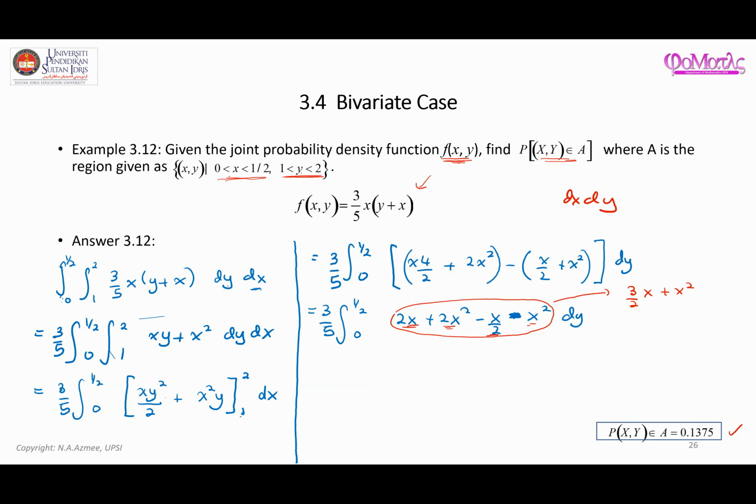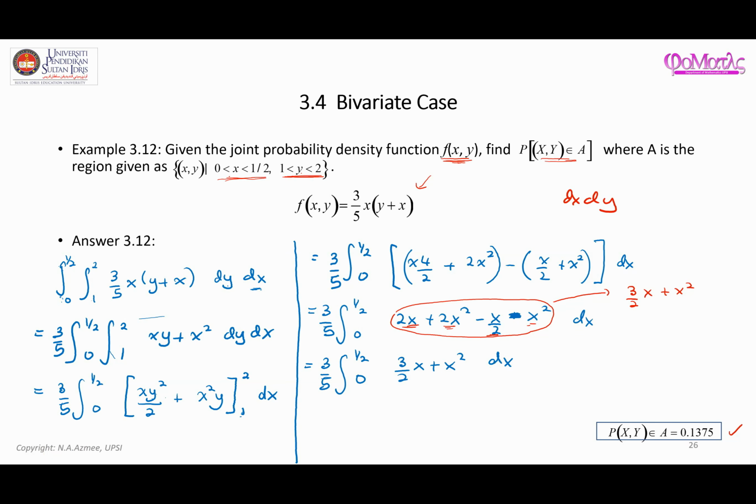So that is the simplified version of the result that you get right here. So here we have 3 over 5, 1 over 2, 0, and we're going to write down this simplified result that we have. So we've got 3 over 2x plus x squared dy. Sorry, so here is actually dx. We're already done with dy. Sorry, my mistake. This is actually dx. This is also dx, and this is dx.